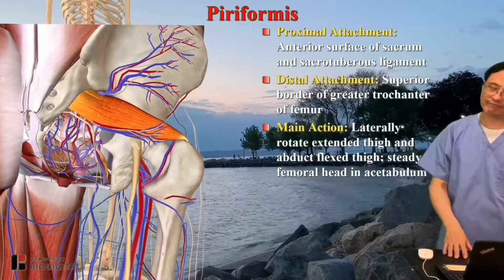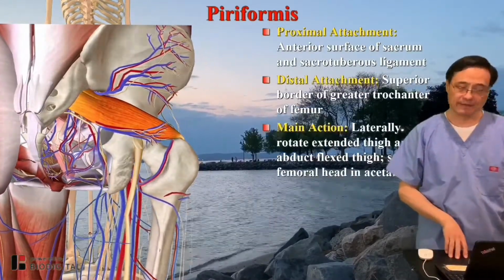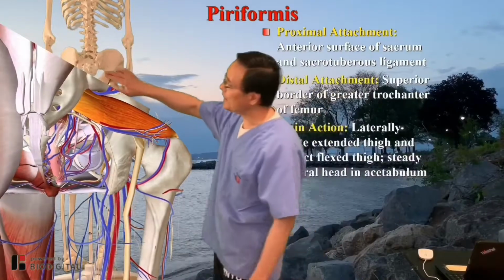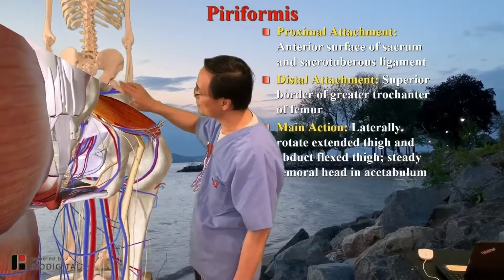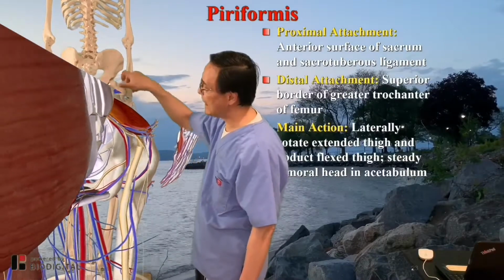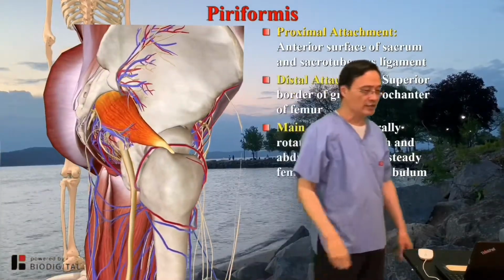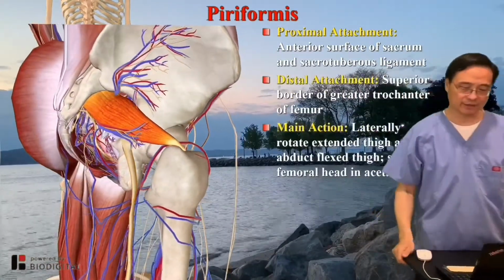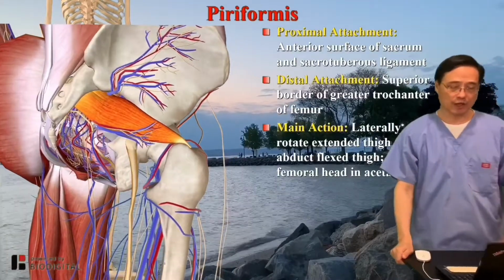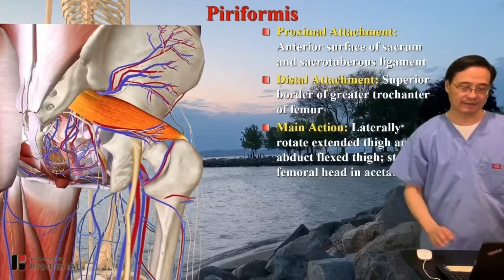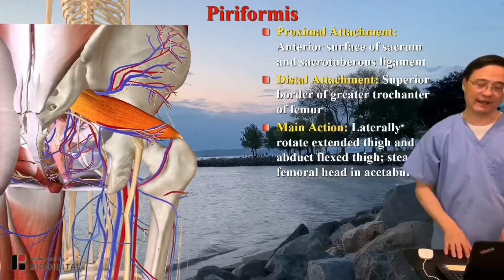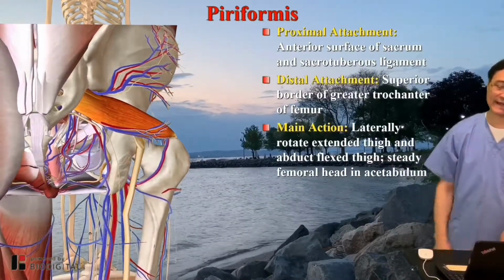Now, main action. Since they are attached from posterior, therefore, they're going to do what? External rotation, right? So lateral rotation or external rotation, also help to extend the thigh, and abduct and flex the thigh and steady the femoral head in the acetabulum.